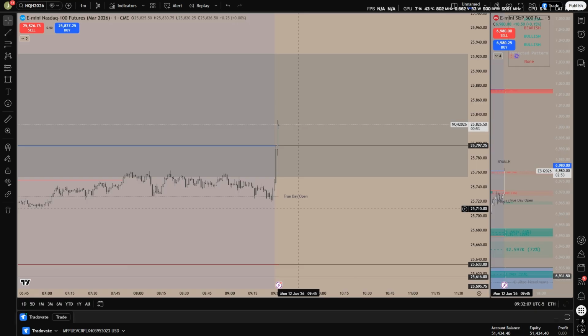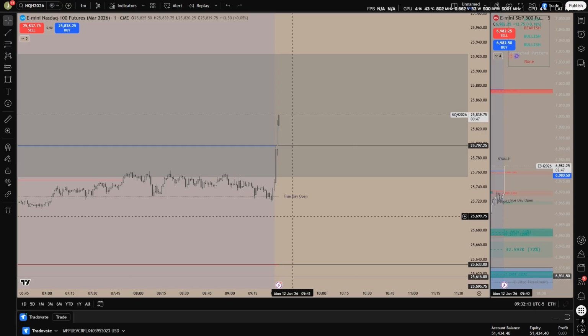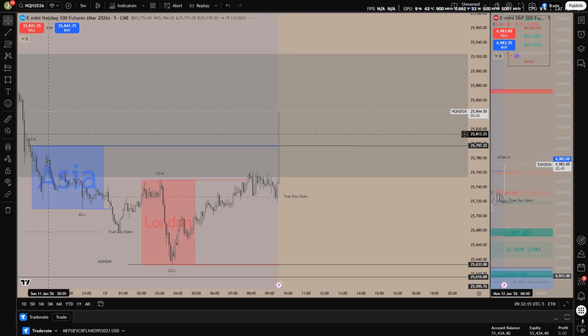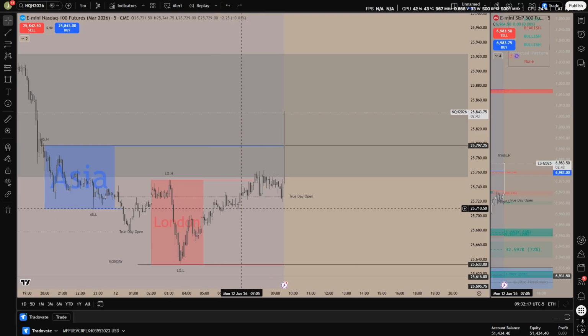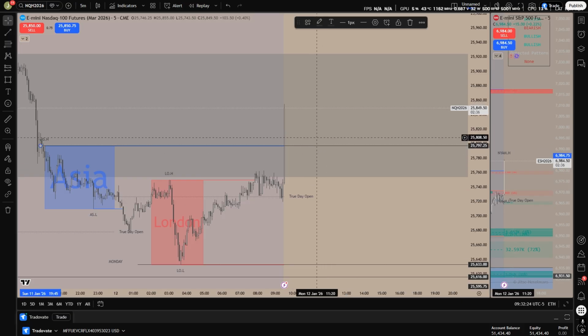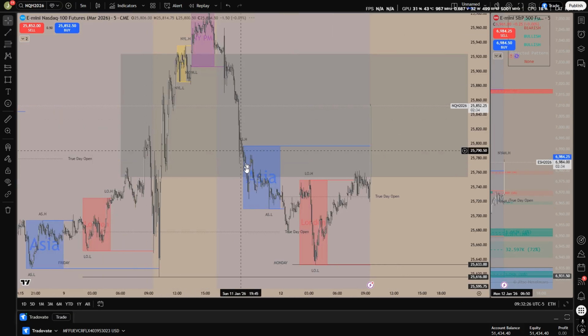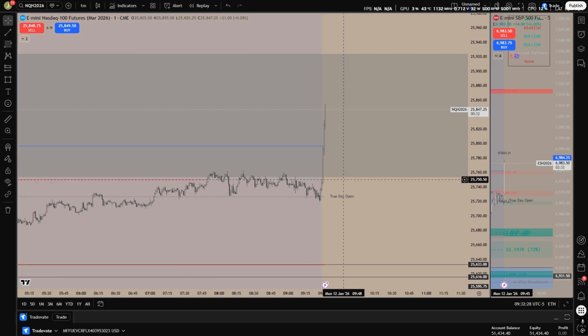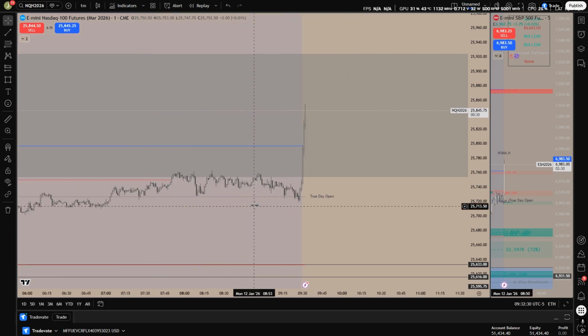But this is good because you remember what I said. My bias is bearish. I want to look for sells. It's good that the market is pumping like this because what the market is doing right now is it's actually leaving a lot of liquidity, leaving a lot of orders on the downside. That's what happens when it pumps up like this. It's leaving orders down here for me to come target.